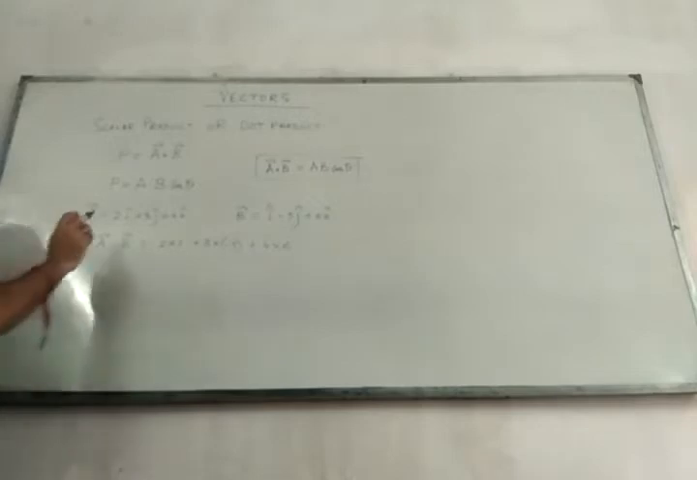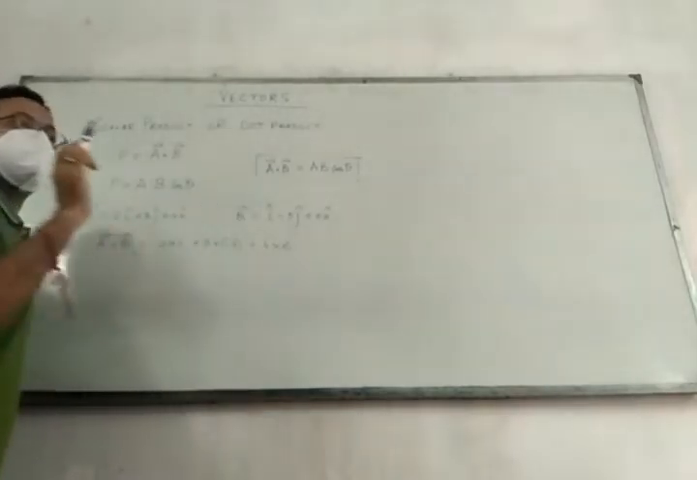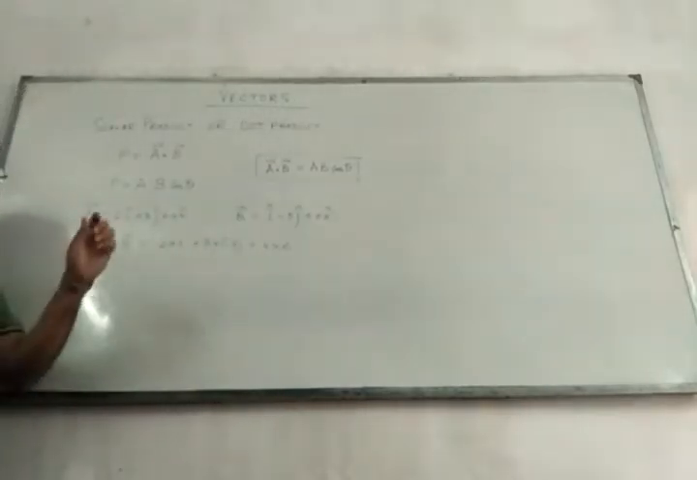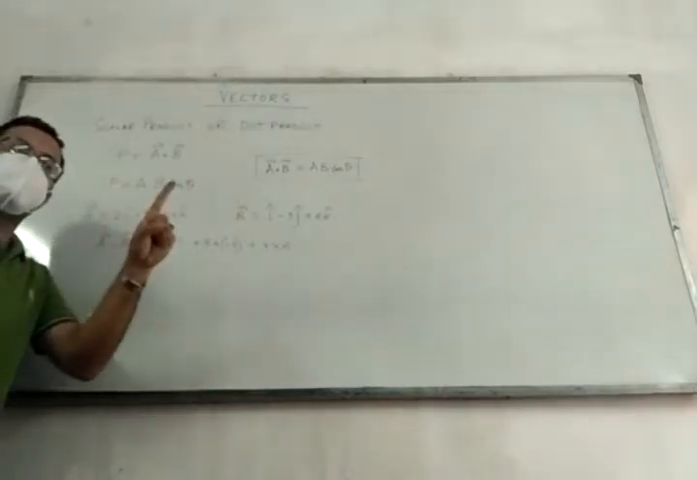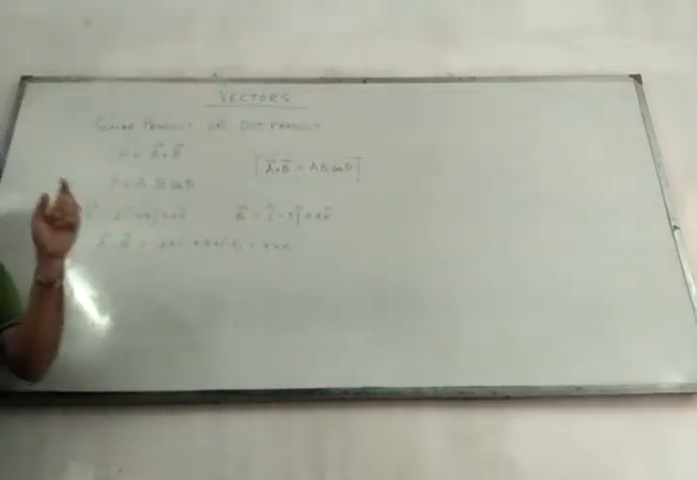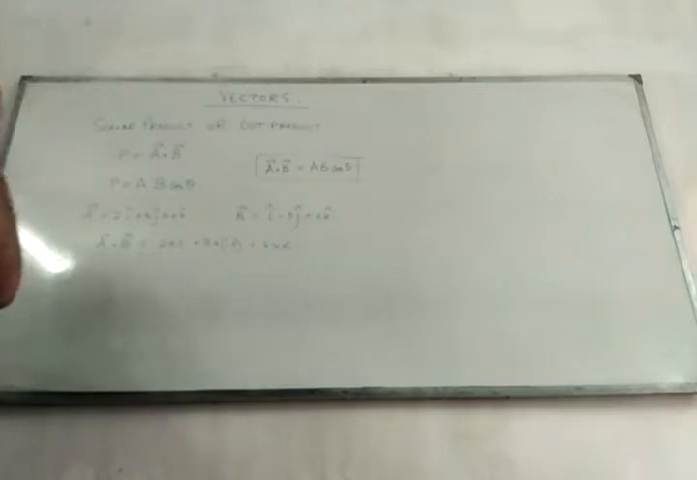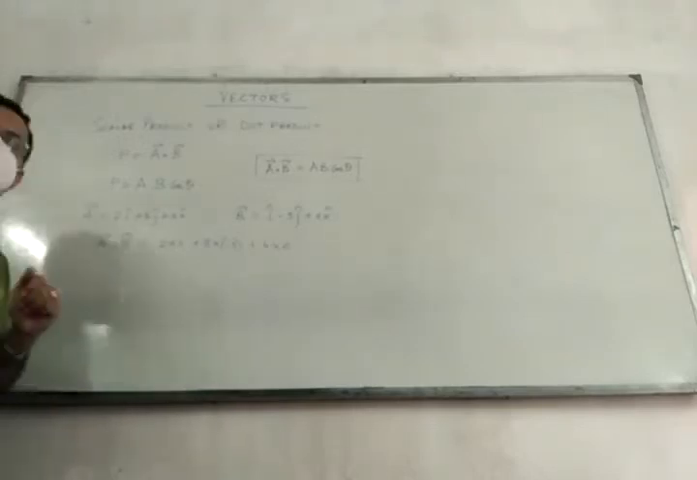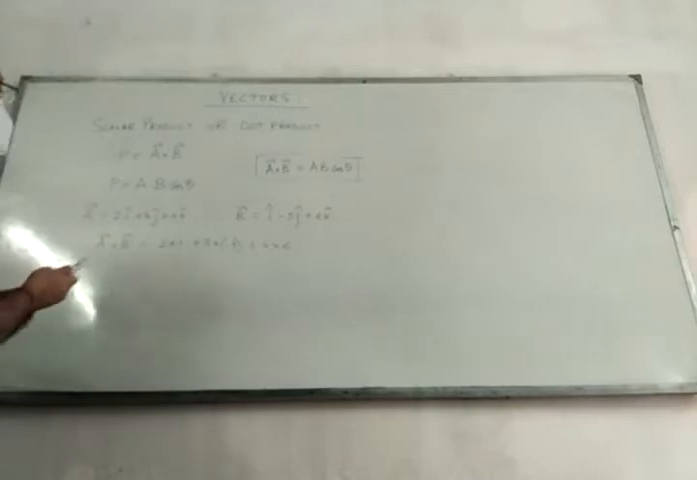Why? The reason is i dot i, that is similar unit vectors, gives a dot product of 1, but dissimilar unit vectors give a dot product of 0. Why? Because the angle between them is 90 degrees, and the dot product is cos 90 degrees. Cos 90 degrees will come out to be 0. Clear?